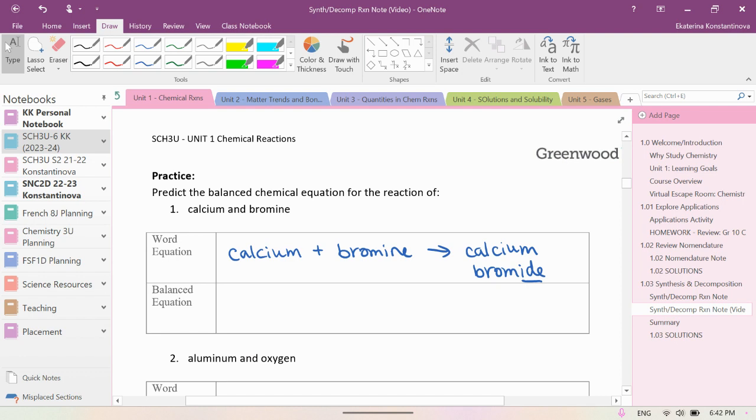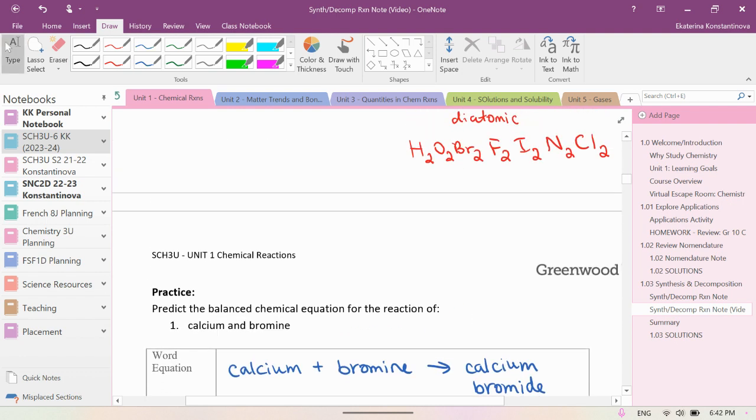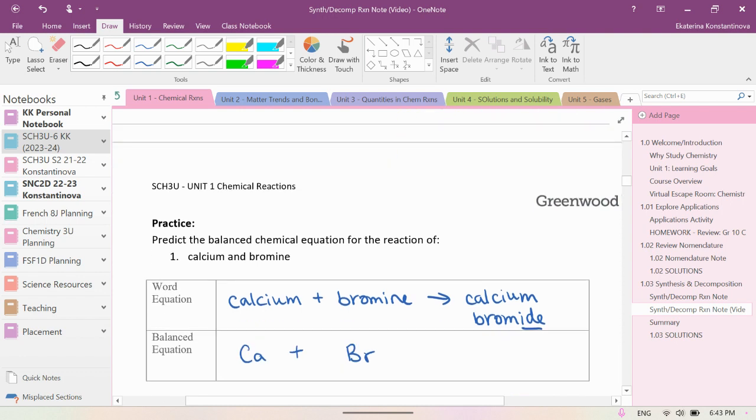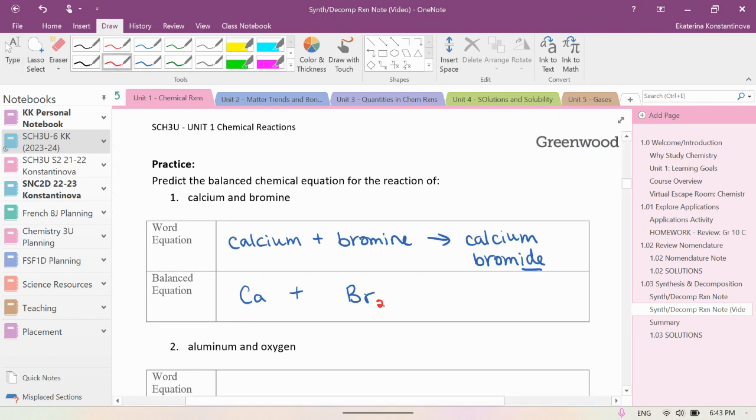Now, your balanced chemical equation is as follows. Use your periodic table. Calcium will react with bromine. Bromine is one of your diatomic molecules, so you have to write a 2 because it is by itself. Then calcium bromide, CaBr2. Use your crisscross method of charges. You can check it on the side.